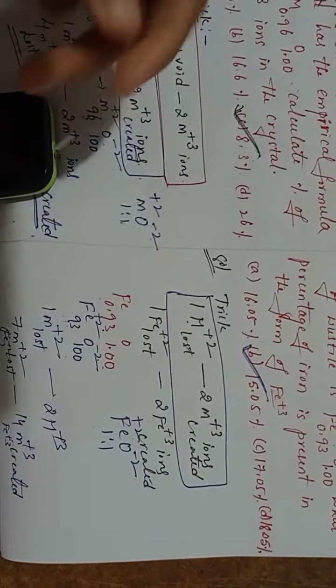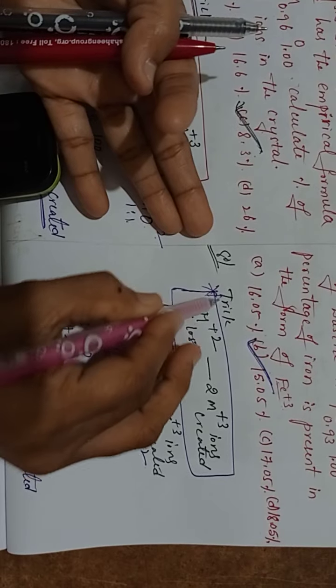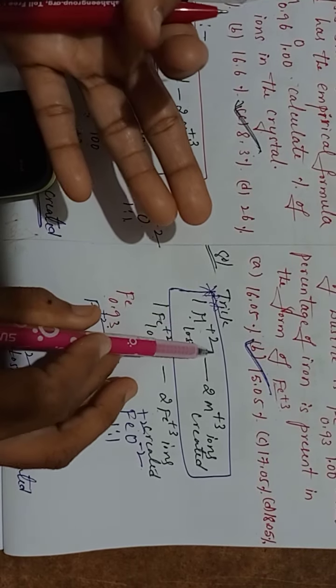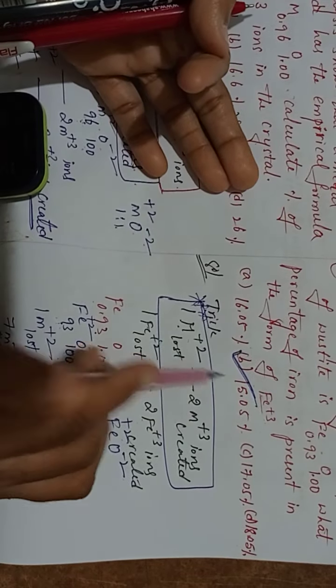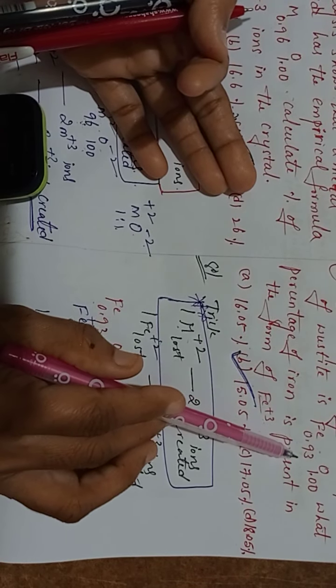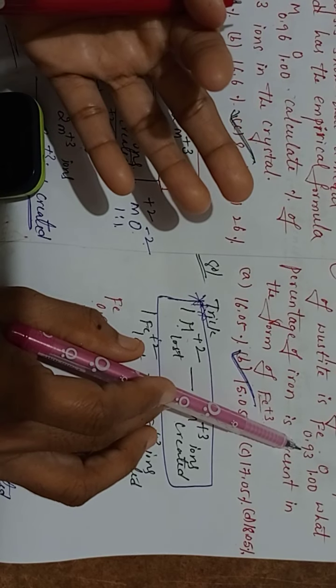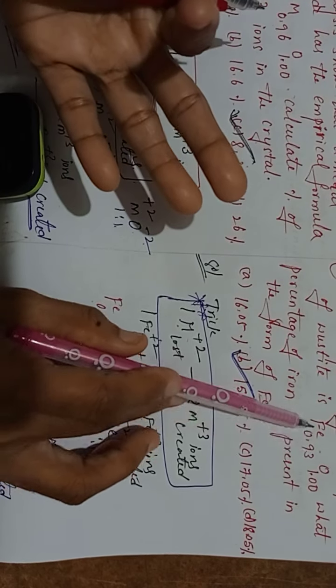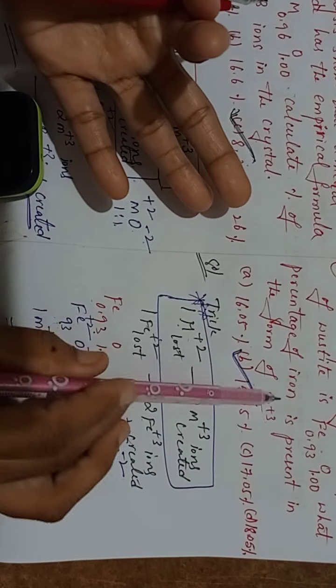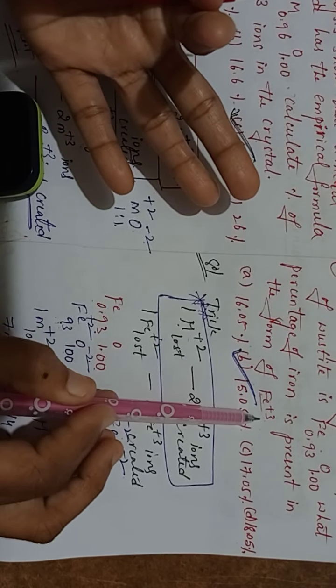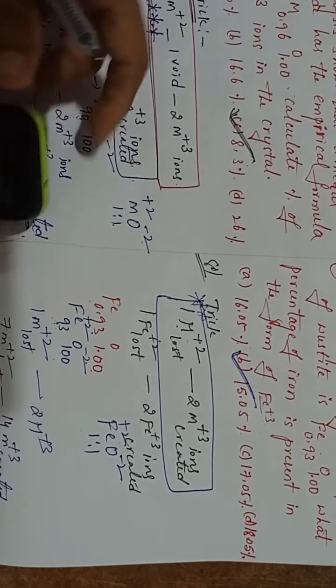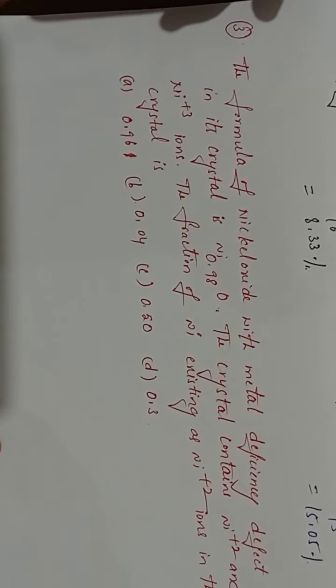Clear this one? Just remember this trick, students. That means 1 M+2 ion lost, 2 M+3 ions created. That much only. Here how many given, how many lost? 93. Only 93 is there. 93 given in the question. That means 7 lost. Fe+2 ion 7 lost. We have to find the percentage of iron, Fe+3 we have to find it. Clear this one? Now see, students, one more question. Here what asked? The next problem.